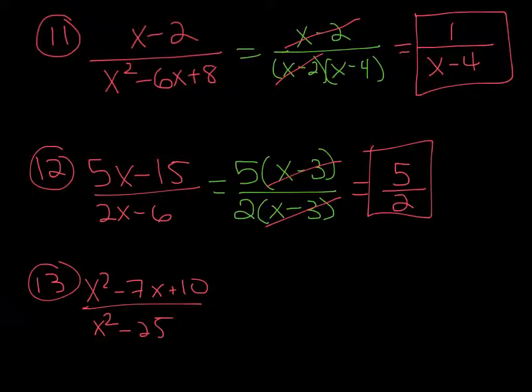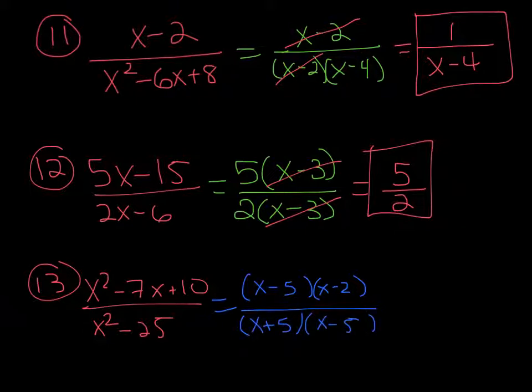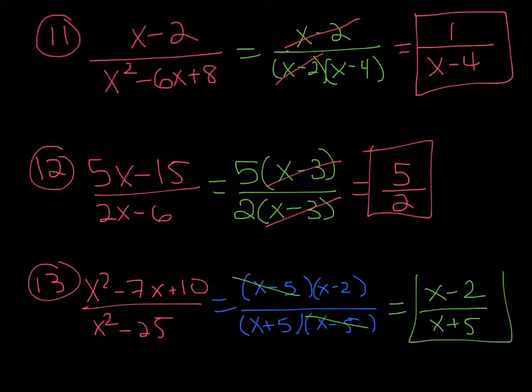For number 13, we are going to come up with two numbers that multiply to 10 and add to negative 7. The numbers that would work there would be negative 5 and negative 2. For our denominator, that's a difference of squares, which means we can write it as x plus 5 times x minus 5. Then we can go through and cancel out our x minus 5s. We're left with x minus 2 over x plus 5.